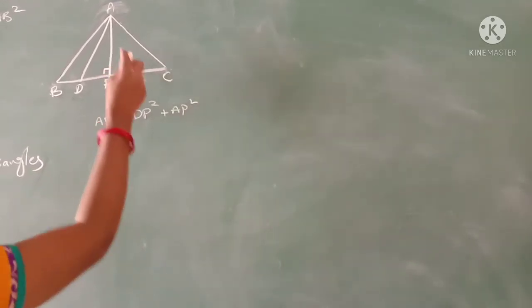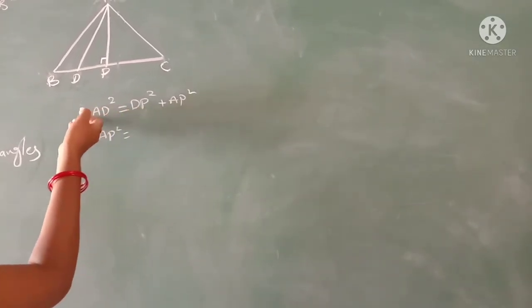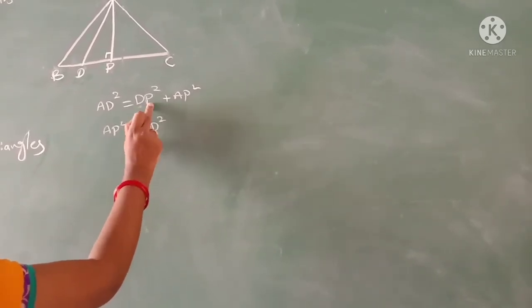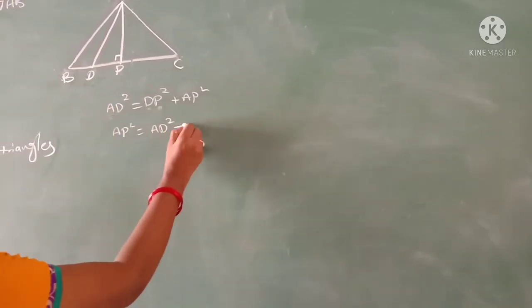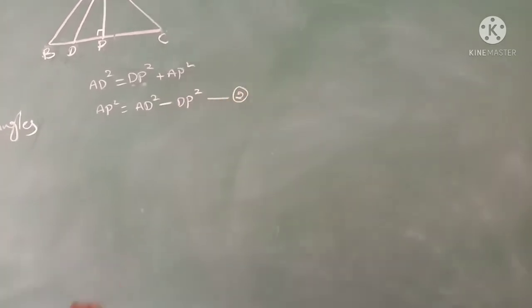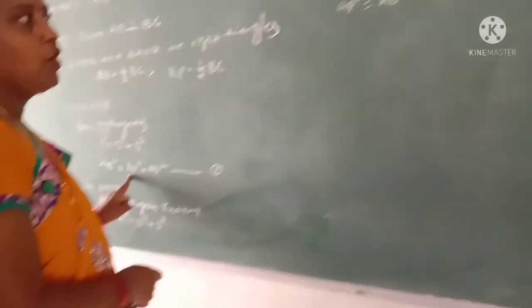So write AP square equal to AD square, plus DP, move to the left side, minus DP square. This is equation 2. Substitute equation 2 in equation 1.